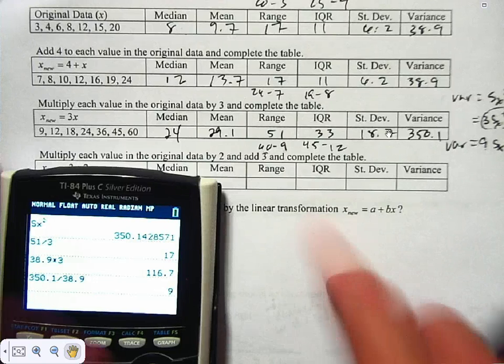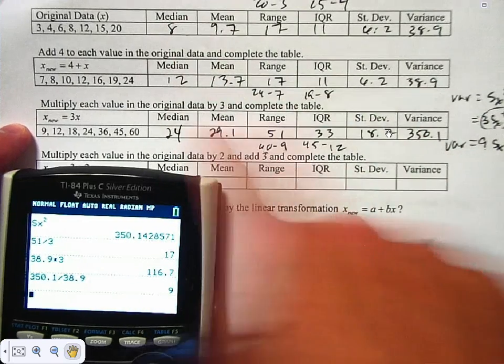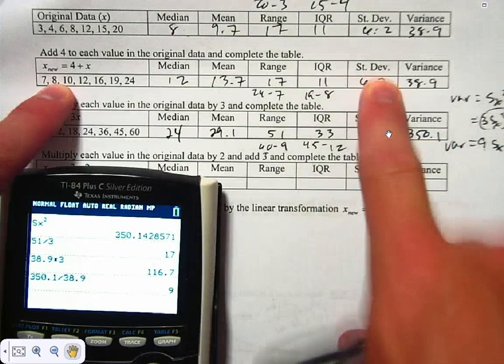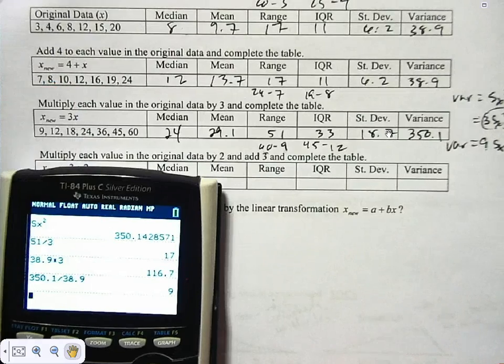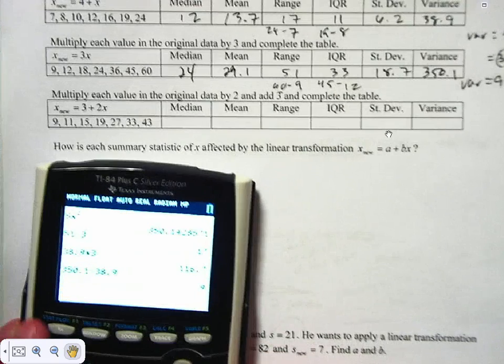And so far it looks like median, mean, range, IQR, everything is affected by multiplying by 3. Not true when you're adding 4. Only the centers moved. Okay? We can use this to predict the change.